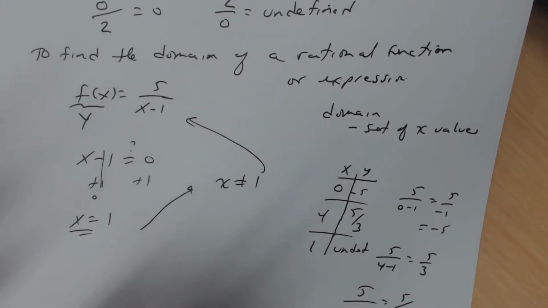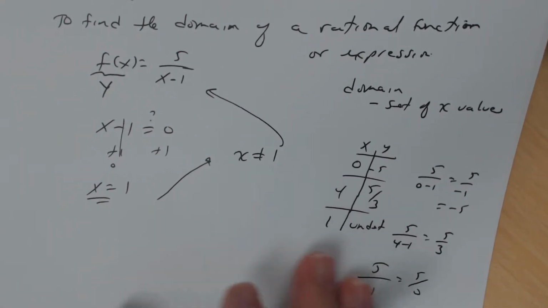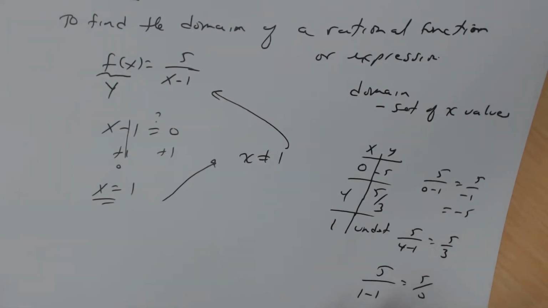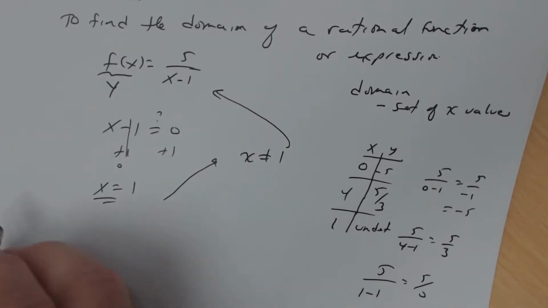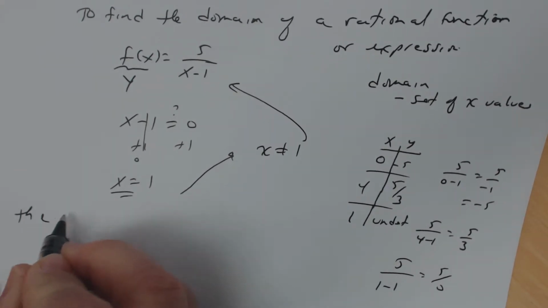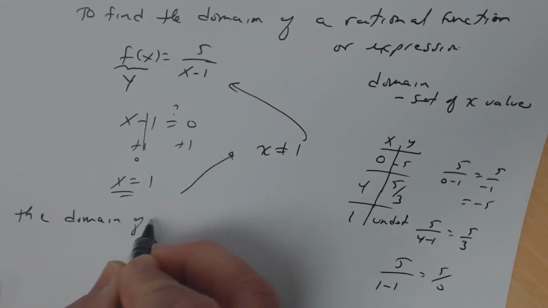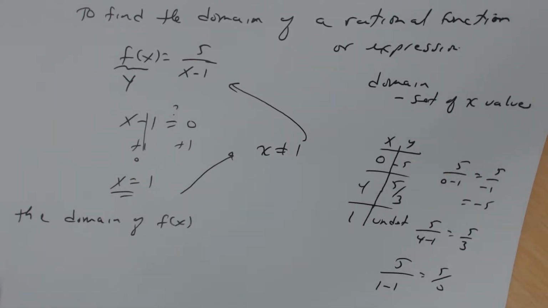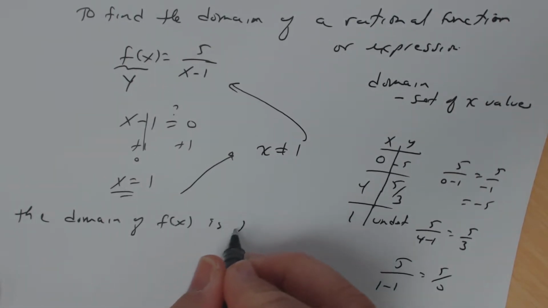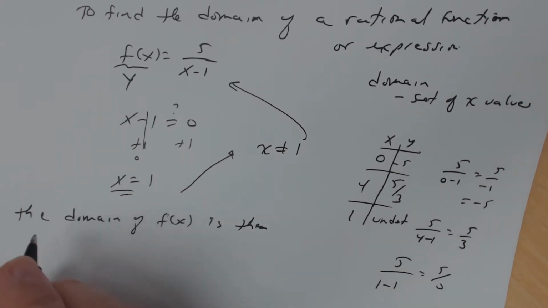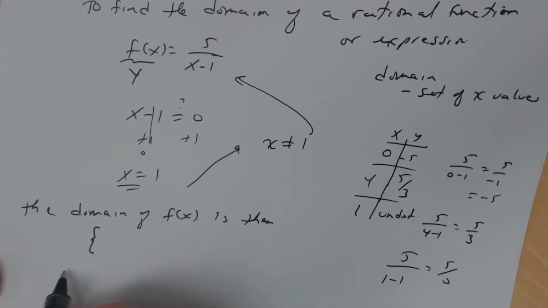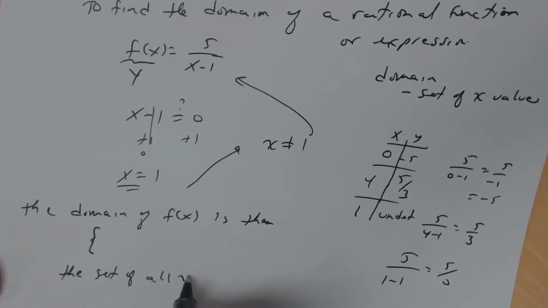Now here's how you're going to write this. In MyMathLab, they want you to write it like this. The domain of f of x is then, in MyMathLab, this is how it's going to look. Here's how you write the notation. See this brace? I'm going to write the words out here. It's going to be the set of all x.